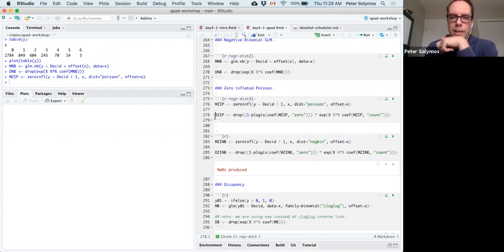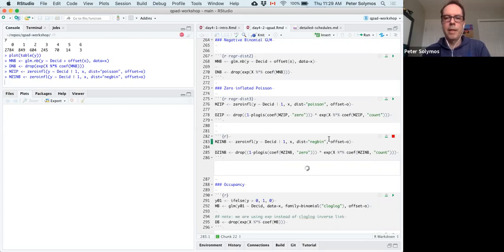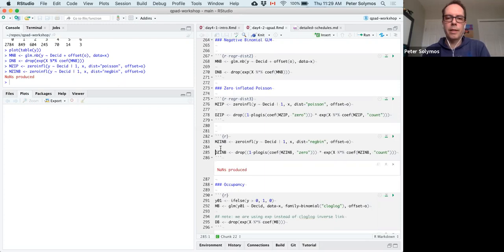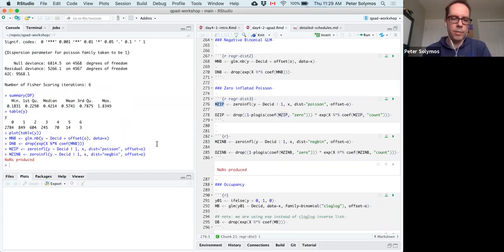Before I explain the next line, let's just skip to zero inflated negative binomial. You can see the only difference here is that for the count distribution, we specify neg_bin as negative binomial. Now the prediction is going to be the same for these two, except for specifying the right model, mzip or mzinb. And so when we have a model like this, let's just look at the summary.